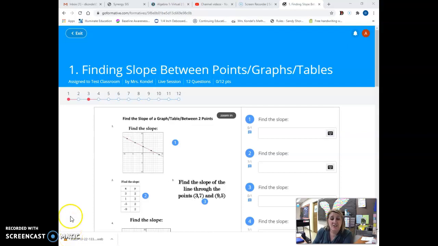Hey guys, so today you're going to have to input your answers on GoFormative, and because we are talking about slopes and you may have some fractions, I've got to show you how to put in the fractions. And I'm going to give you an answer.